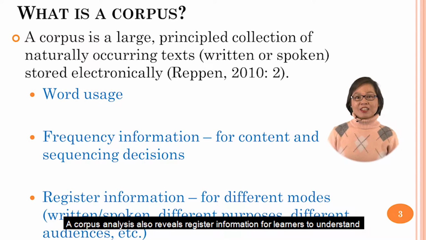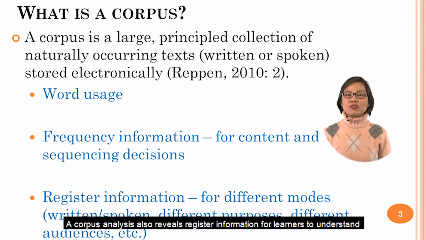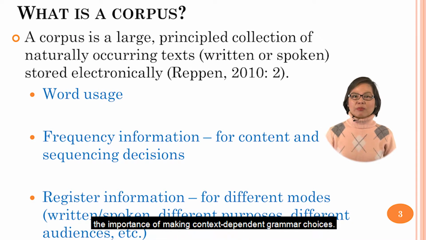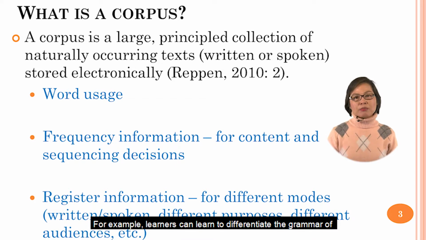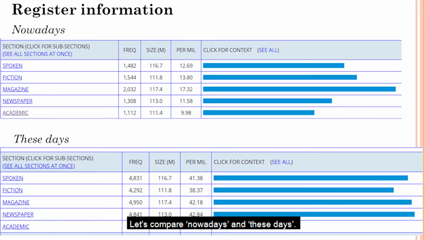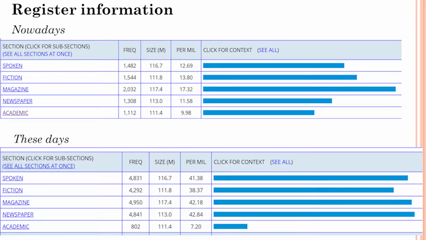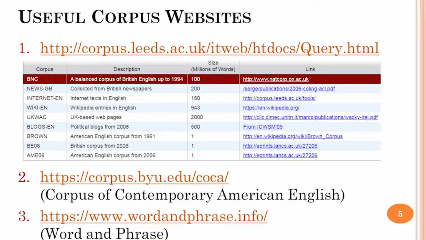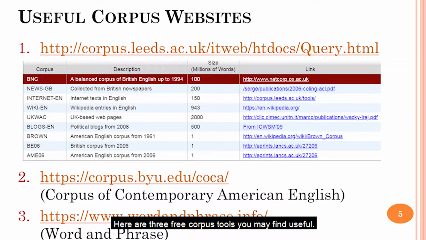A corpus analysis also reveals register information for learners to understand the importance of making context-dependent grammar choices. For example, learners can learn to differentiate the grammar of academic writing from the grammar of conversation through examining corpus data. Let's compare nowadays and these days. Which one is more commonly used for academic purposes? Here are 3 free corpus tools you may find useful.